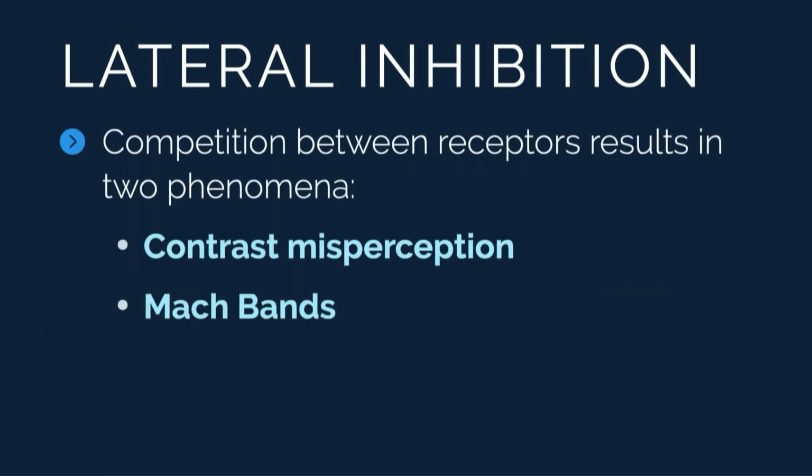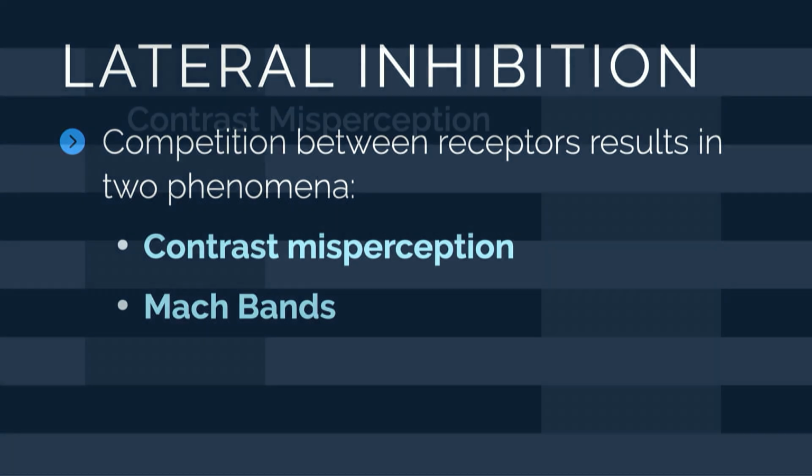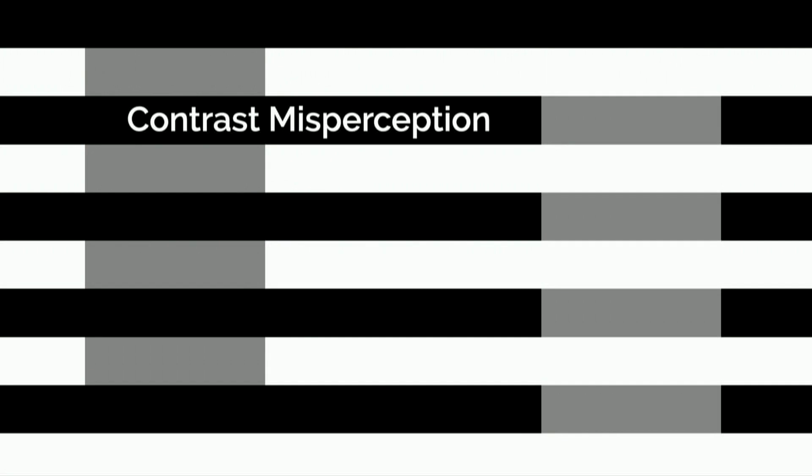So that results in 2 phenomena. One is contrast misperception. And so we may actually perceive something that isn't really there, or differences, I should say, in contrast. And then the other is Mach bands, where we actually will see a line which actually isn't really there. And so let's talk about contrast misperception. So you've probably seen some of these visual kind of, they call them illusions, but they're not necessarily illusions.